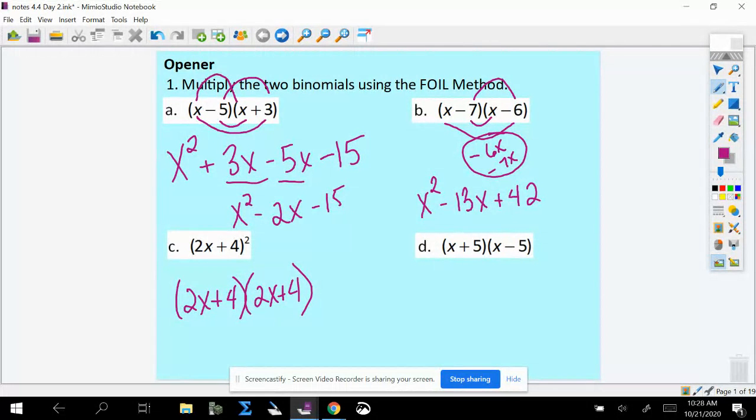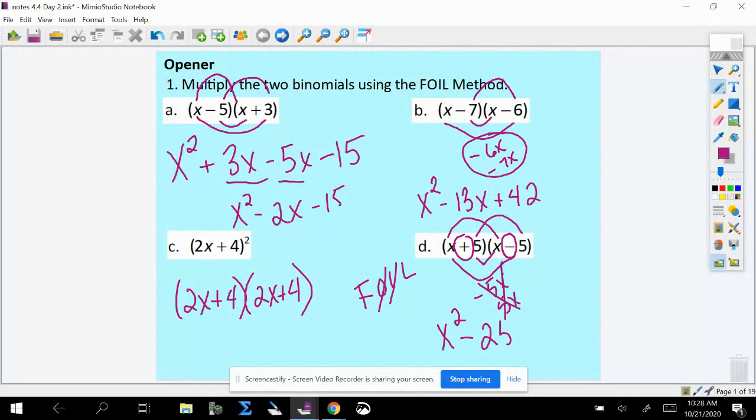We also have a special situation when you are multiplying binomials that are identical except for one is positive and one is negative. Your outer and your inner term will actually cancel. You'll have a -5x for your outer term on this one and a 5x for your inner term. Those cancel. So you only have your first term. So if you think about the letters in FOIL, instead of your first, outside, inside, last, you're only going to have your first and your last. Your first is x times x, which is x squared, and your last is 5 times -5, which is -25.